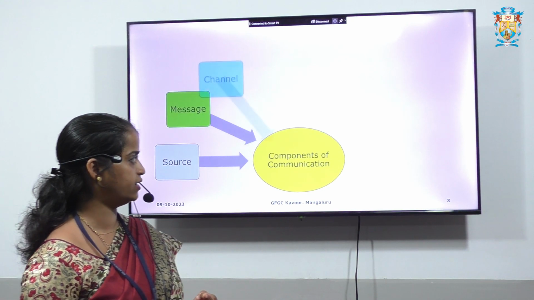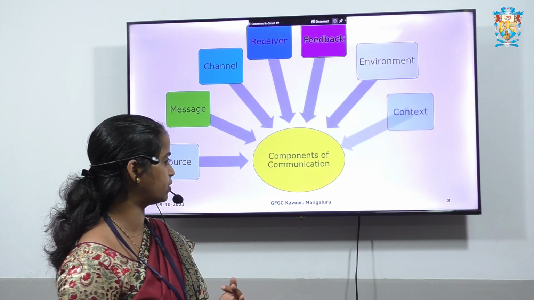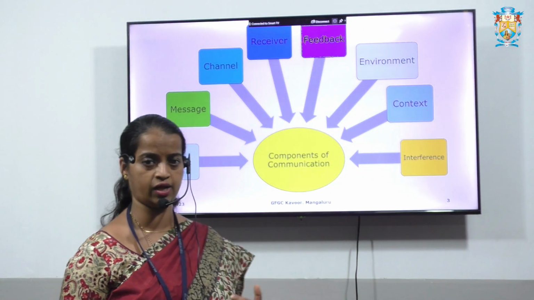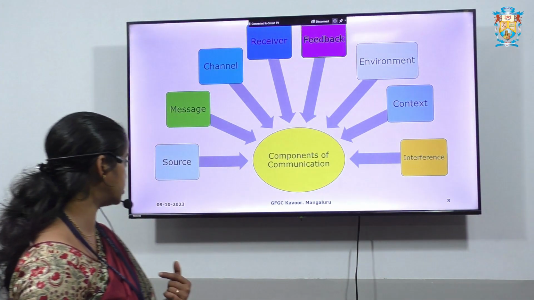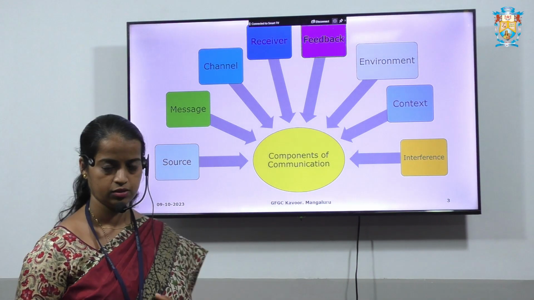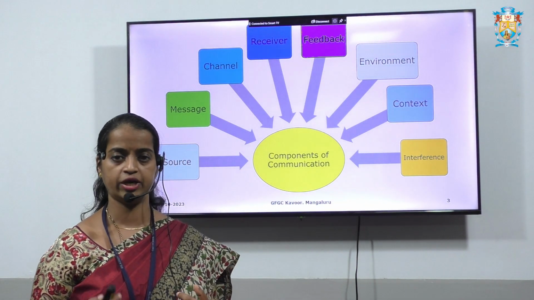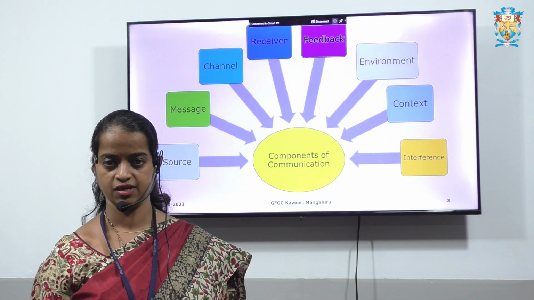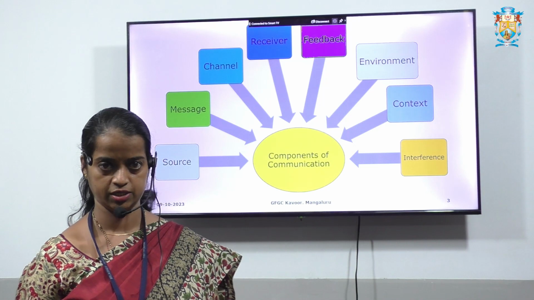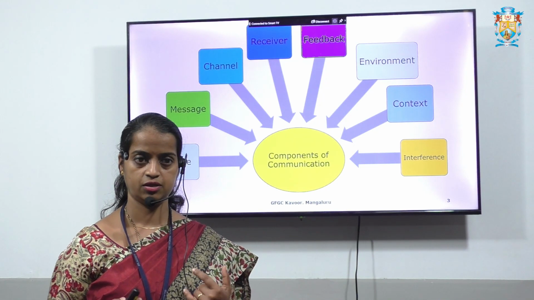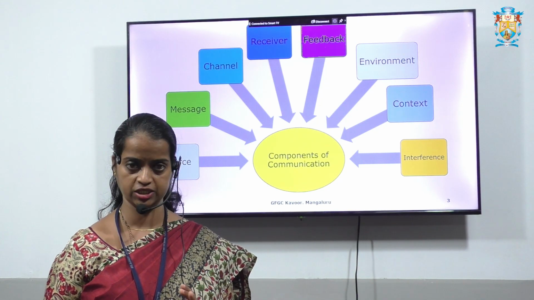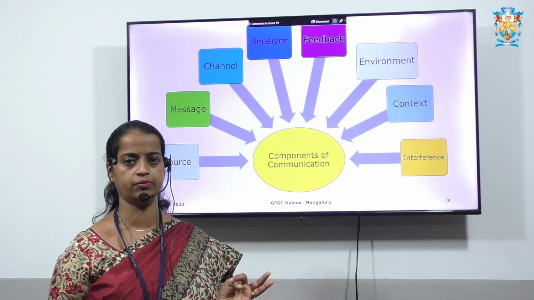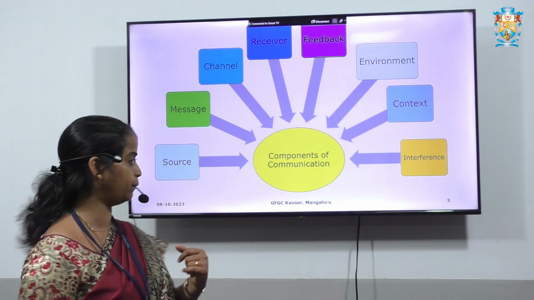The next slide is about the components of communication. Altogether, there are 8 components. The first one is the source. For example, if I want to communicate to my students about information technology, I need to search for information regarding information technology, maybe from books, from websites, or from any other source. I collected the information.